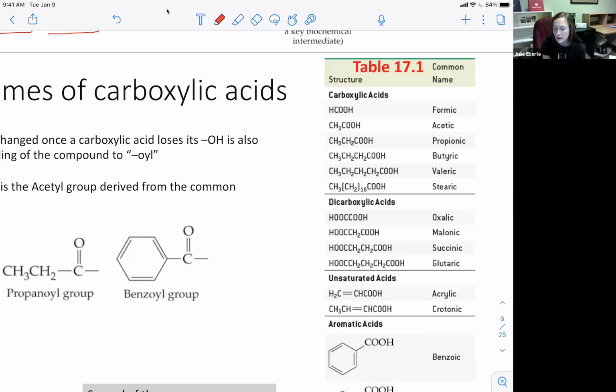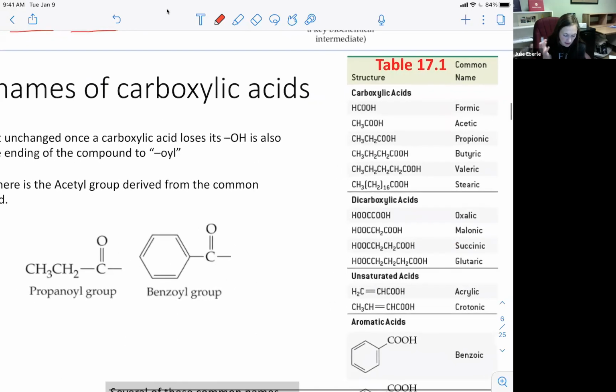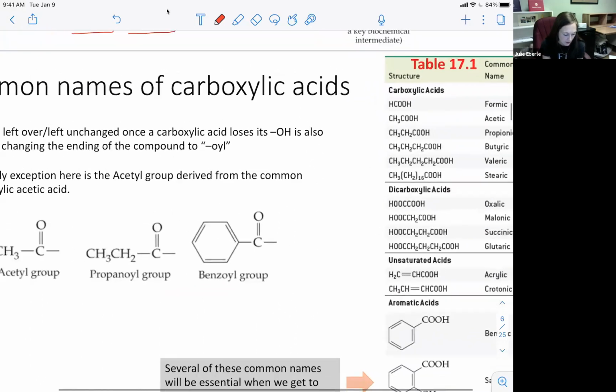A lot of these are going to be really important when we get to the Krebs cycle: oxalic acid, malic acid, succinic. All of that is in the Krebs cycle, so you're going to see all these again. It would be really good to at least recognize them and be familiar with them.